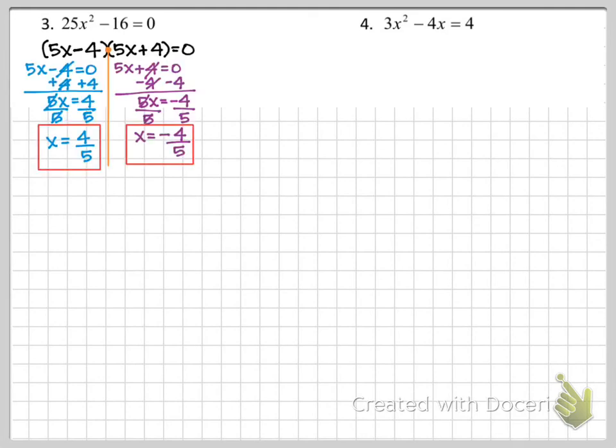Okay, go ahead and check your answers against mine. You notice that this was a difference of squares, so a little bit more practice on that. Okay, now for number 4. I asked you to hold off on this one.